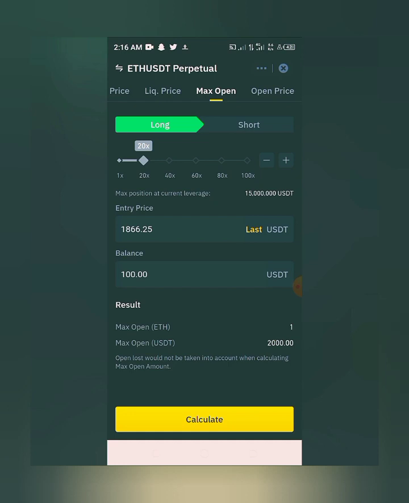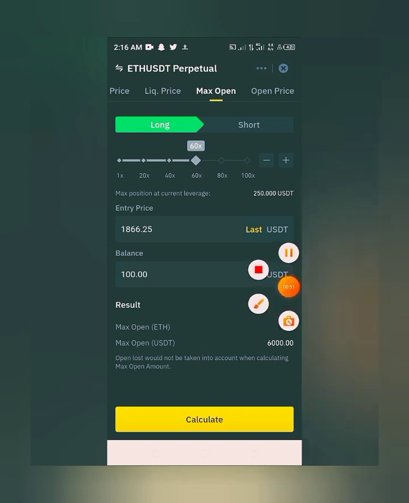So let me also use this one to explain better. Let me assume you are using 40x leverage. As you can see, you are going to have 4,000 USDT maximum open. The same thing applies when you are using 60x. So you are going to see 60,000 USDT for your maximum open. That means with your 100 USDT and a 60x leverage, you are going to get a maximum of 60,000 USDT to trade in your Binance Futures account. So this is how you can calculate your max open using the Binance Futures calculator.